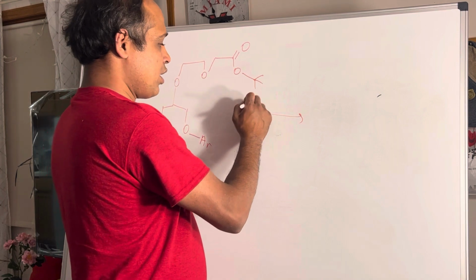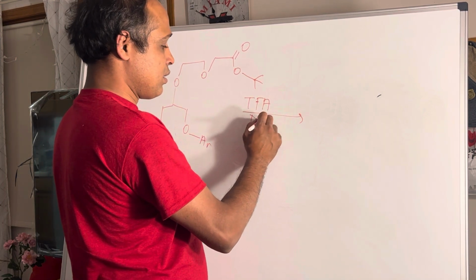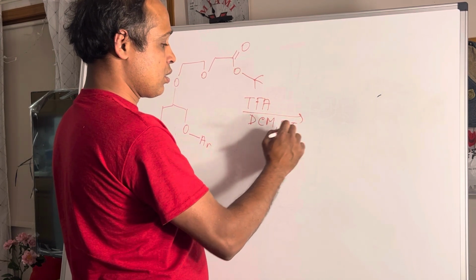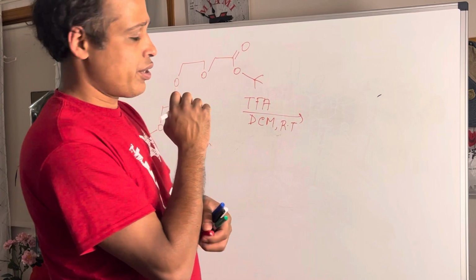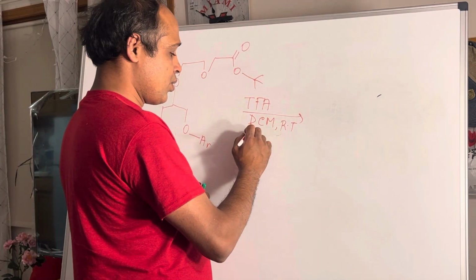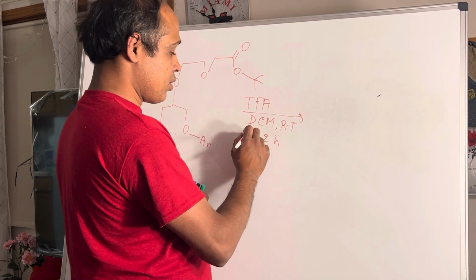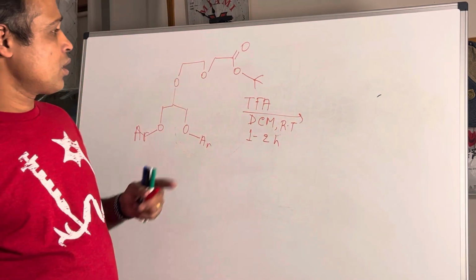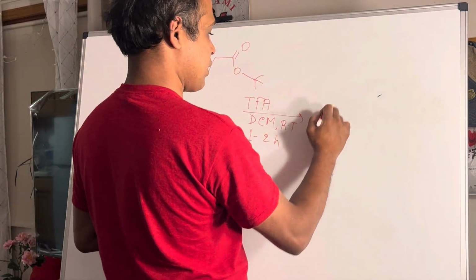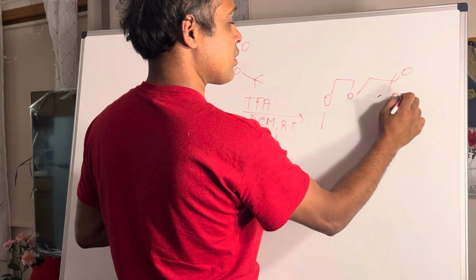So in short, it is called TFA, and it is in DCM, room temperature. Initially you can put it at 0 degrees for 10-15 minutes, then room temperature, and it shouldn't take more than 1 hour. So 1 to 2 hours, depending on the compound you are using. In that case, that ester will convert to the carboxylic acid.